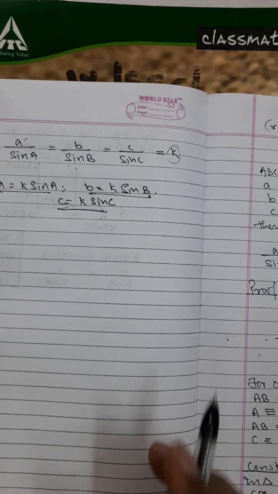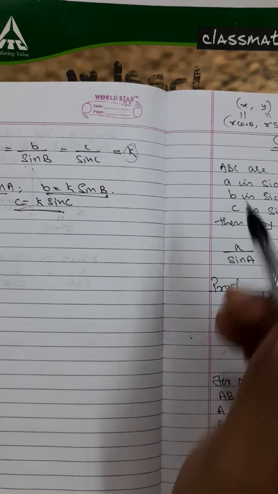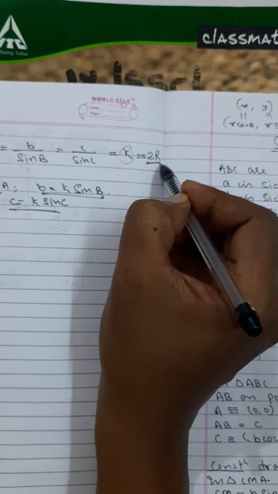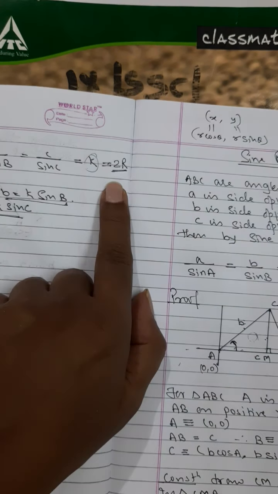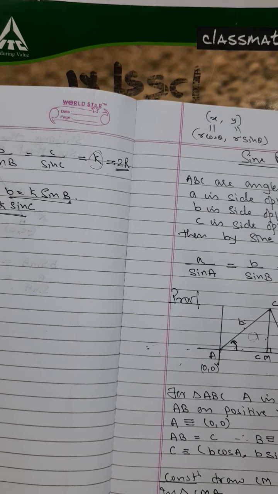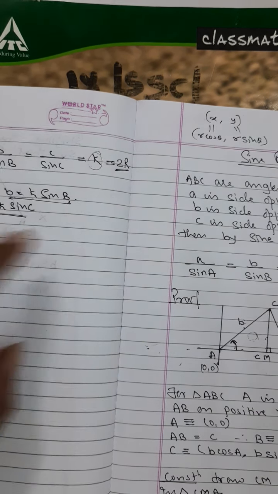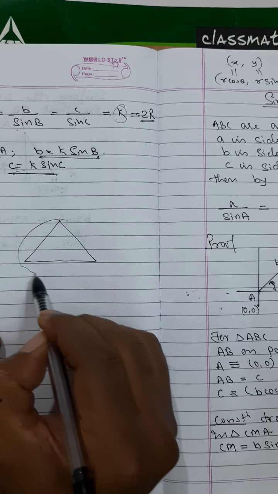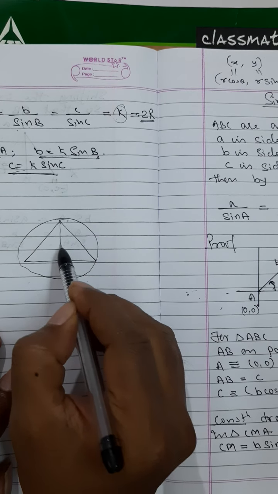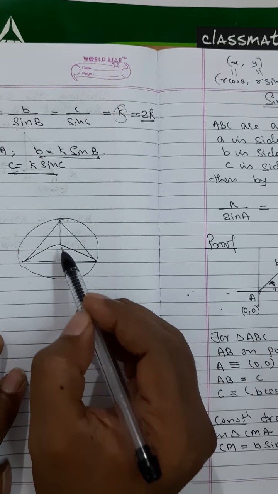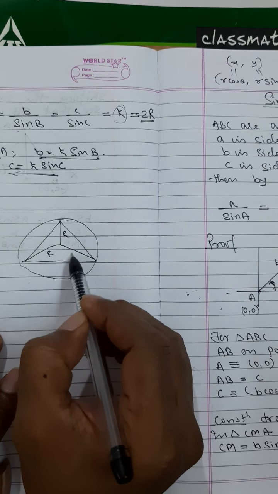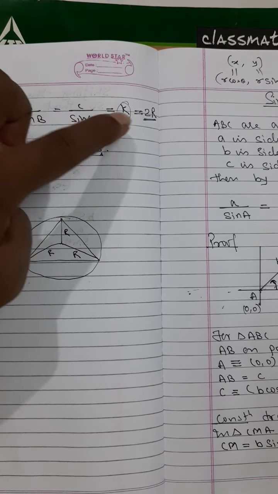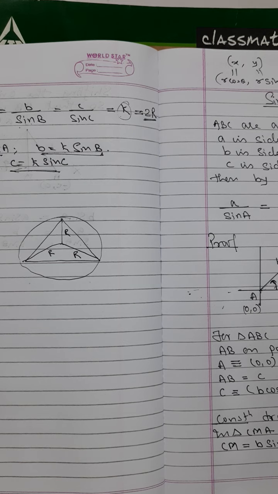And one more very important thing: this ratio also can be proved to be equal to 2 times R. This R is the circumradius of triangle ABC. If I make a circle of this sort, whatever is the radius of the circle, this will be R. So this ratio is always double this radius, meaning equal to the diameter of that circle.